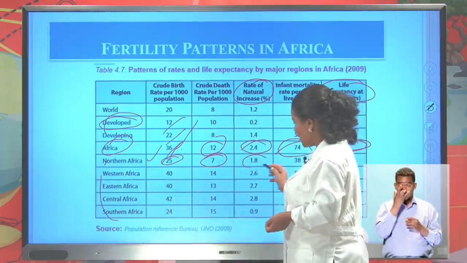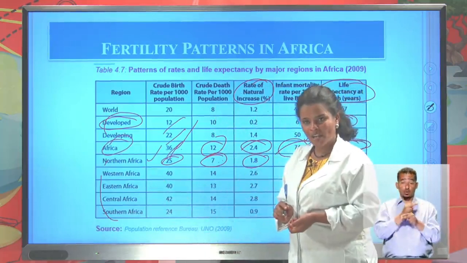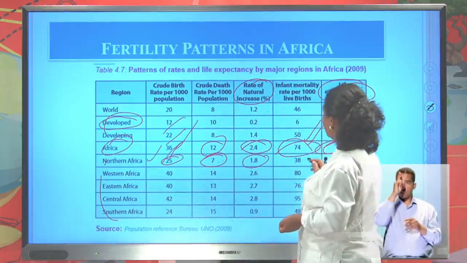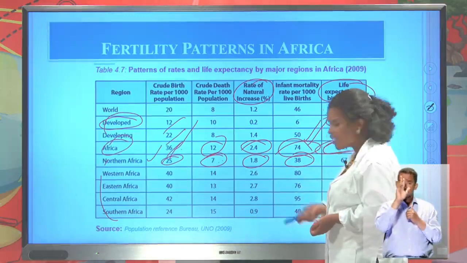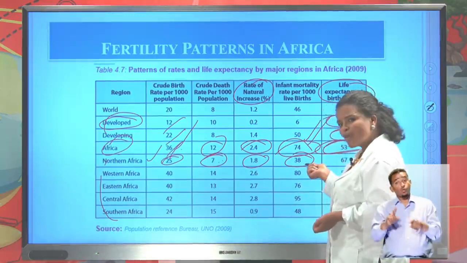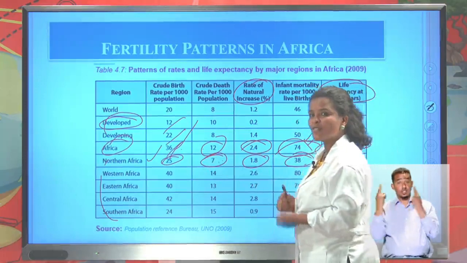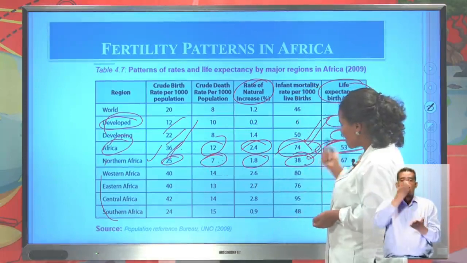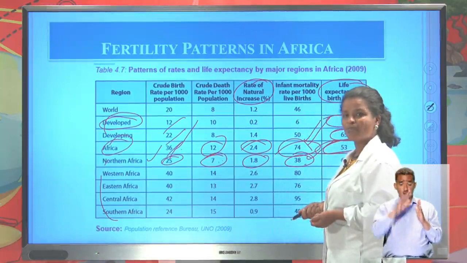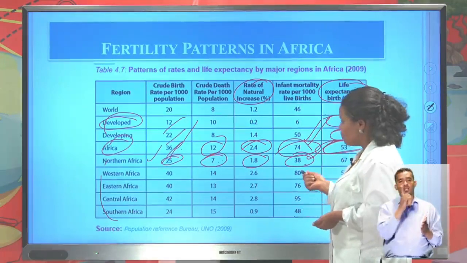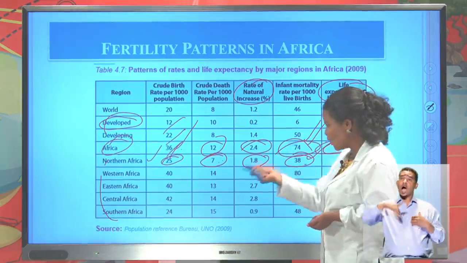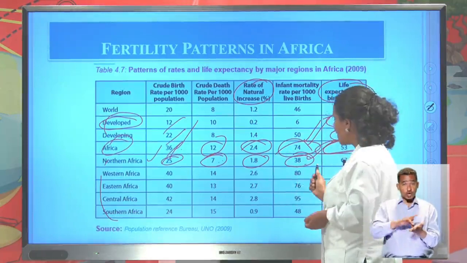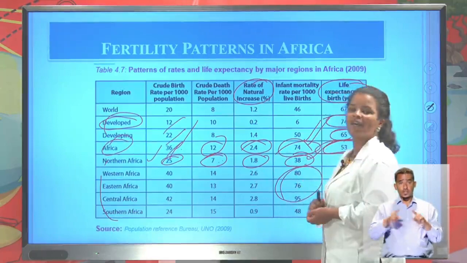The rate of natural increase of Northern Africa is 1.8, and the infant mortality rate of Northern Africa is only 38 when we compare it to the other regions of Africa. This shows that North Africa is well developed economically. Only 38 infant deaths per 1,000 people. But Western Africa and Eastern Africa have high fertility rates, and Central Africa also has a high fertility rate, but it has high infant deaths.